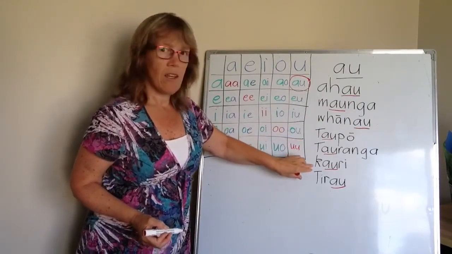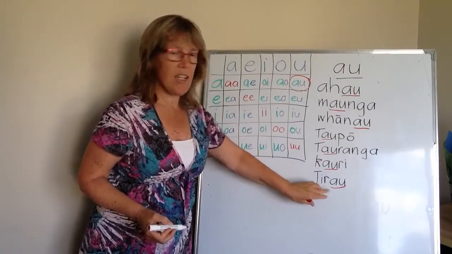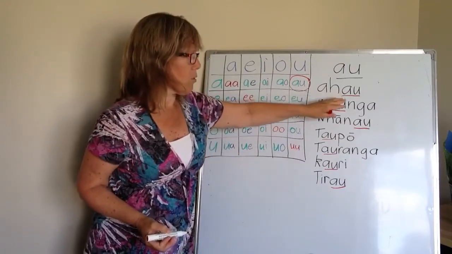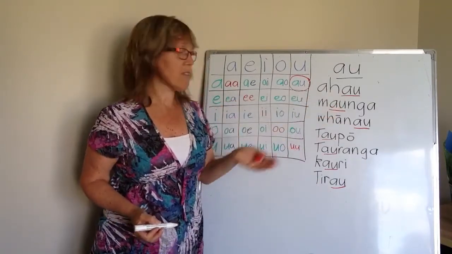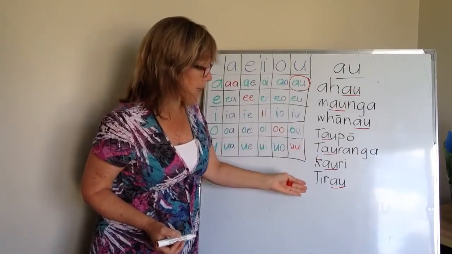This is whānau, family. Taupō, Tauranga. Kauri, not "kow-ri". And Tīrau, not "Tee-row". So this "O" is very important to get right. It's in a lot of Māori words and a lot of Māori place names.